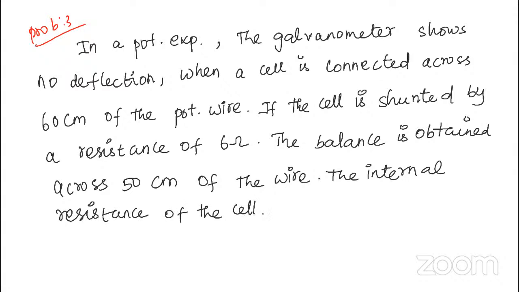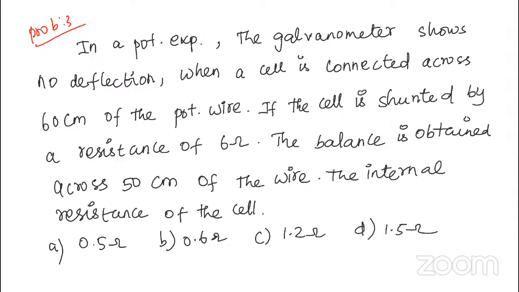Here option A is 0.5 ohm, B is 0.6 ohm, C is 1.2 ohm and D is 1.5 ohms. So these are the options they have given. First of all we should note down the given values.